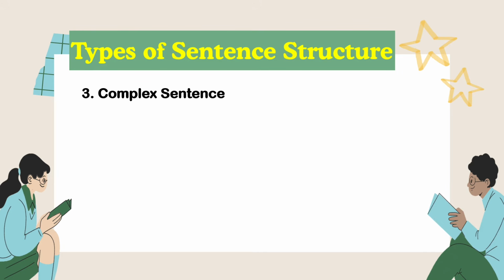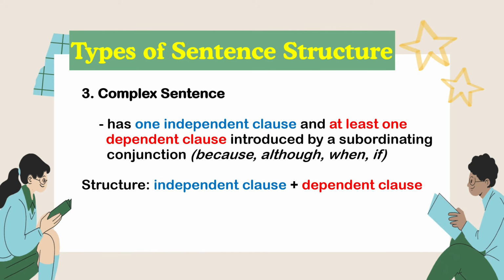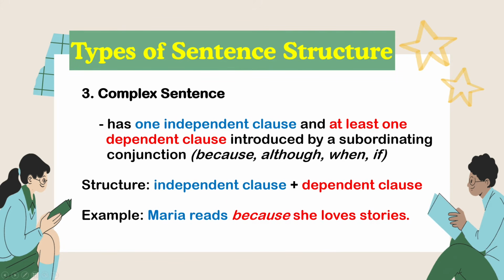Then we have complex sentence. A complex sentence has one independent clause and at least one dependent or subordinate clause introduced by a subordinating conjunction: because, although, when, or if. The structure of a complex sentence is independent clause plus dependent clause. For example, Maria reads because she loves stories.